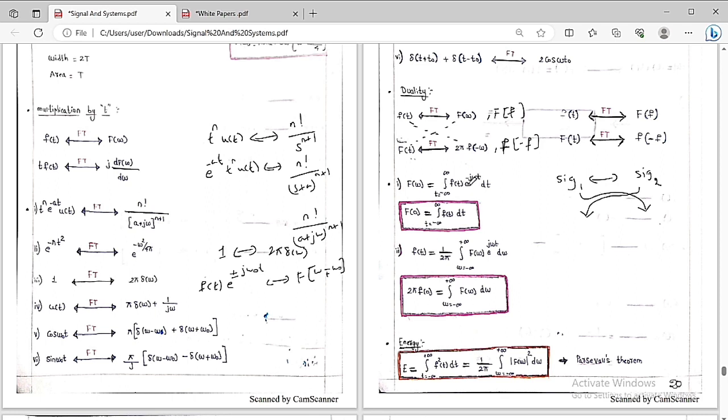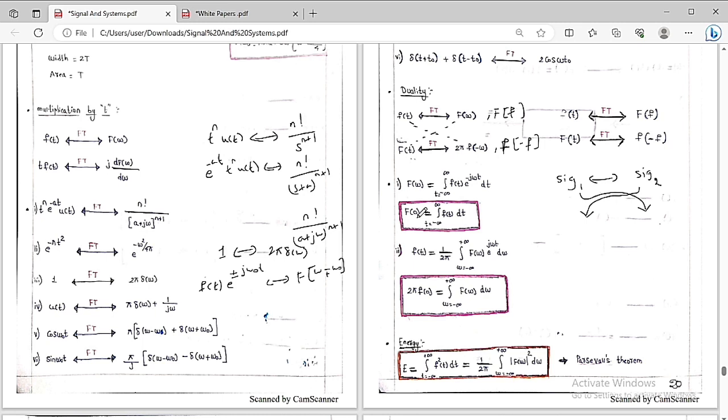So 1 into f of t is f of t. So F of 0 is equal to the integration from t equals minus infinity to plus infinity of f of t dt. What is the meaning of this? This is very simple: the area under the signal f of t dt is nothing but F of 0. So at omega equal to 0, the Fourier transform indicates the area under the f of t graph. The area under the f of t graph is simply the Fourier transform value at omega equal to 0, and that itself is the area under the curve f of t.